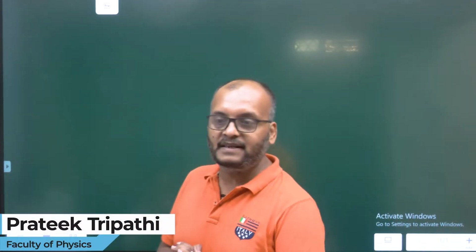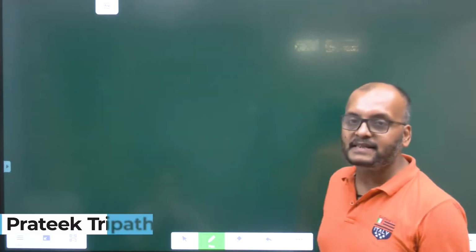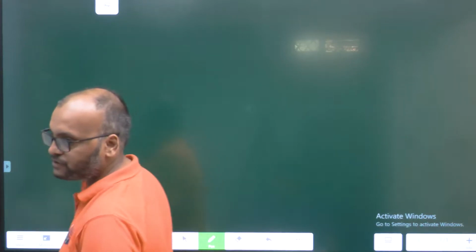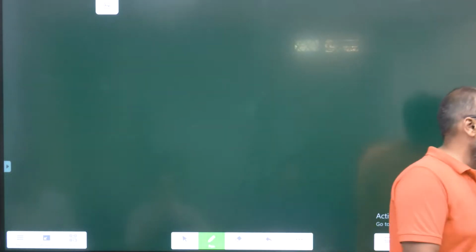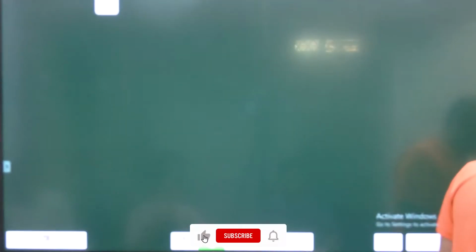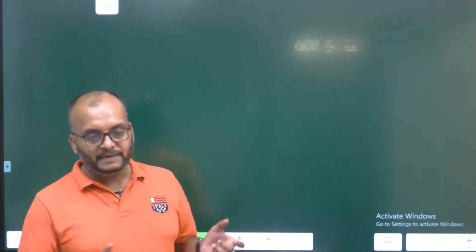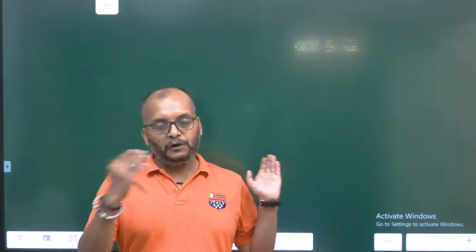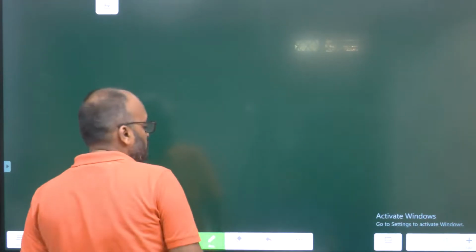We are going to start with instantaneous velocity now. I told you that there are two things: instantaneous velocity, average speed, instantaneous speed. So we have completed the average speed and average velocity portion. Now let's move on to instantaneous velocity and instantaneous speed.